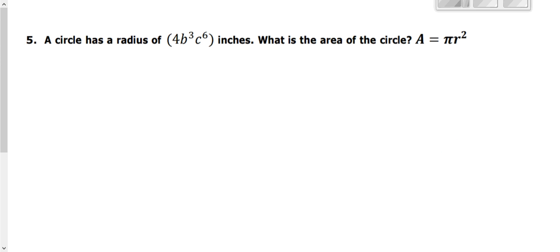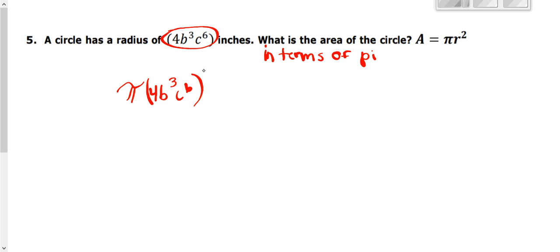And number 5, a circle has a radius of 4b to the 3rd, c to the 6th inches. What is the area of the circle? A equals pi r squared. Okay, so let's keep this in terms of pi. If I want the area of the circle, I want to take pi times the radius squared. So here's my radius, 4b to the 3rd, c to the 6th, and I want to square that.